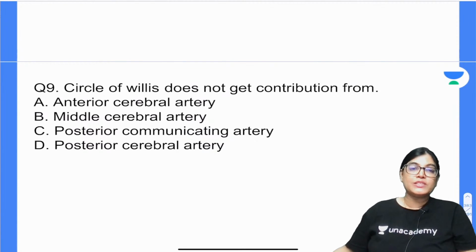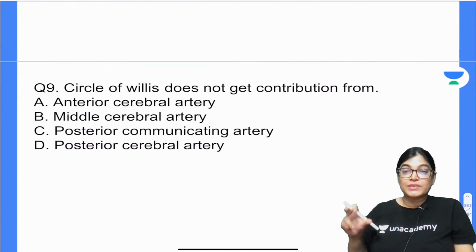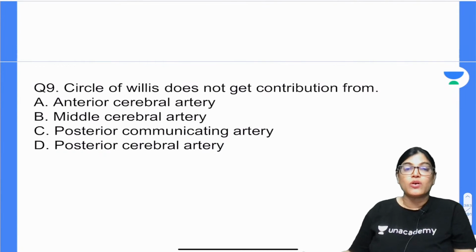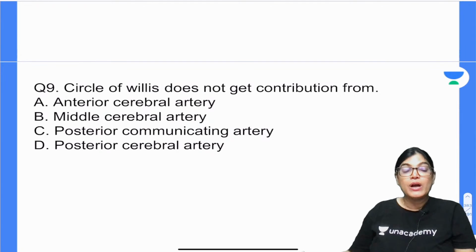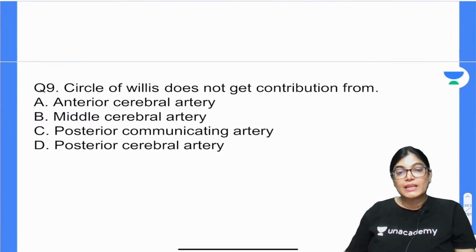So, its formation is from all of the following arteries, but one of the arteries given in the options is not contributing to the formation of the circle of Willis. Which is the right answer? Your time starts now. You will get 30 seconds for marking the correct answer.